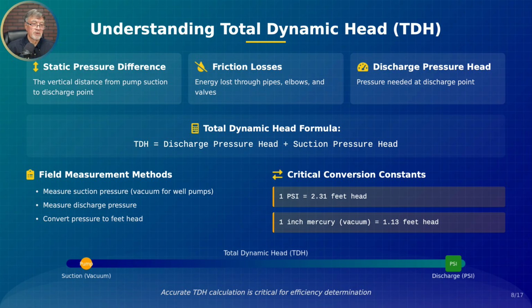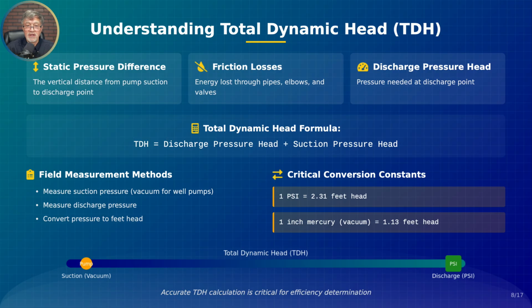So your total dynamic head formula is TDH equals discharge pressure head plus suction pressure head. Field measurements: measure suction pressure, vacuum for well pumps, measure discharge pressure, and convert the pressure to feet of head. Your critical conversion constant here is 1 psi equals 2.31 feet of head.